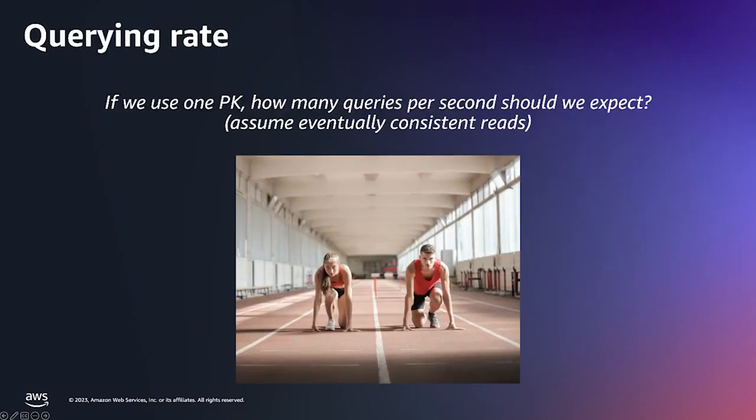All right. So now let's switch from loading to querying. I'm going to be naughty, and I'm going to use one partition key just to see what happens. Some people like to watch the world burn. How many queries per second should I get if I use one partition key? And let's assume I'm doing eventually consistent reads because this is a good EC workload. We're lined up. Anyone want to throw out numbers? 500.